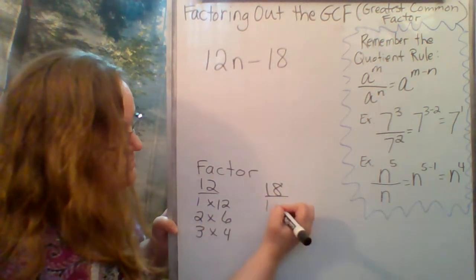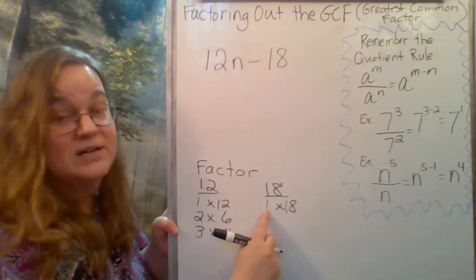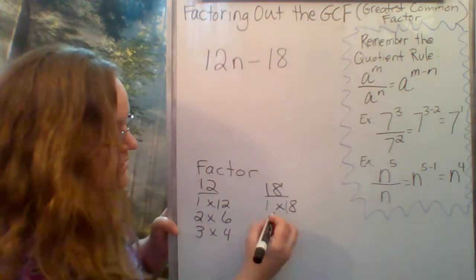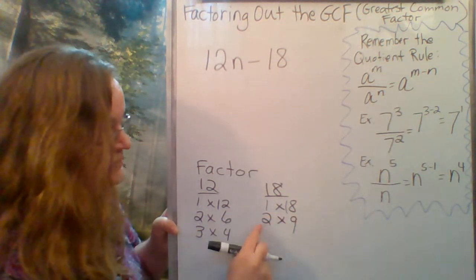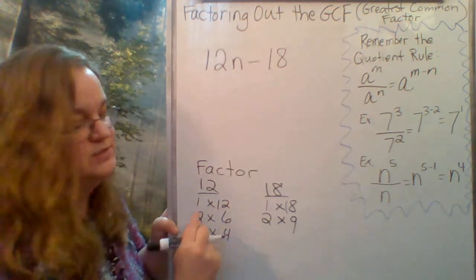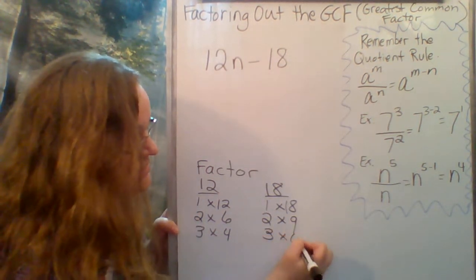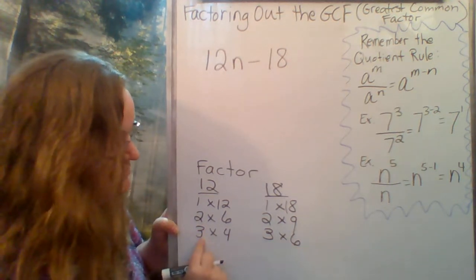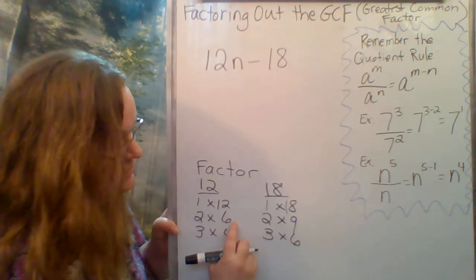I'm going to do the same thing for 18. 1 times 18. Well, obviously 1 is in common, but that doesn't really help me when I'm factoring. It is even, so 2 goes into it because 2 times 9. So 2 is a common factor. I don't know if it's the greatest common factor. 3 does go into it 6 times. So 3 is a factor that's in common, and so is 6. So far 6 is the biggest.